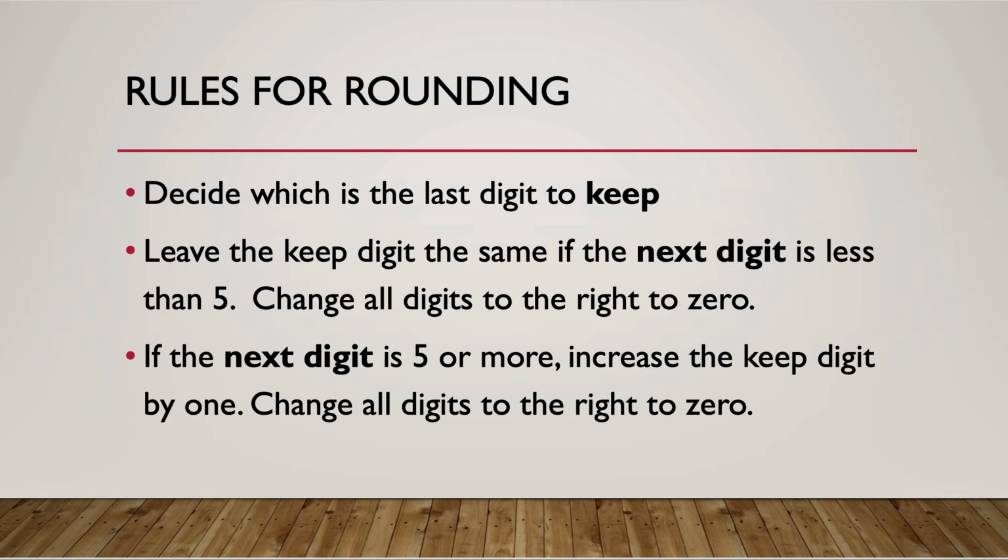We're going to leave that keep digit the same if the next digit is less than 5. And if the next digit is 5 or more, we're going to increase the keep digit by 1. And in both cases, we'll change all digits to the right to 0. So this is best illustrated by working a few examples.